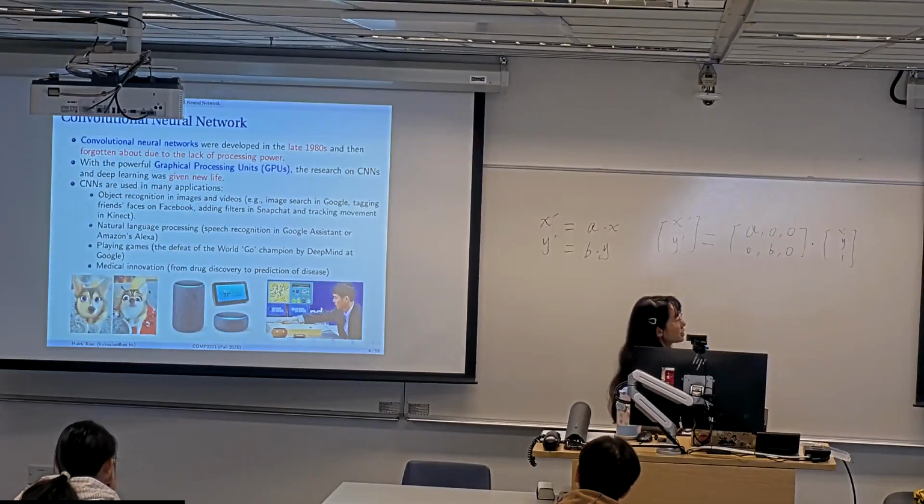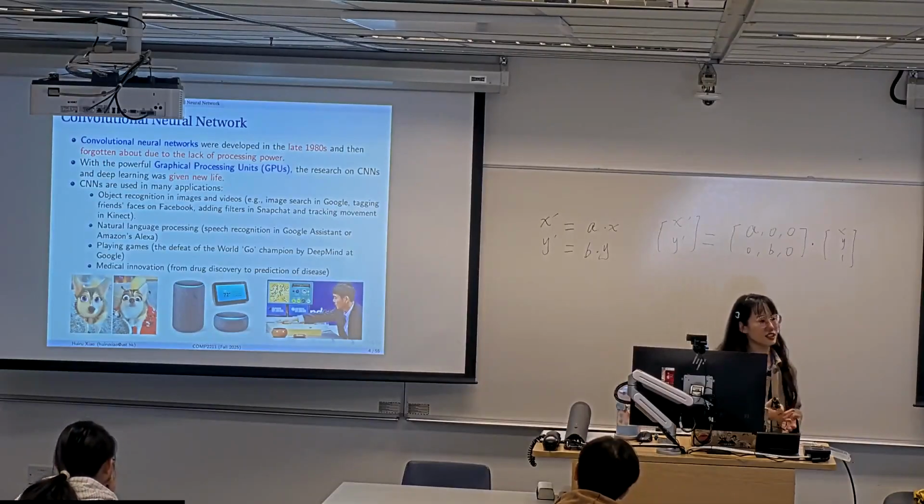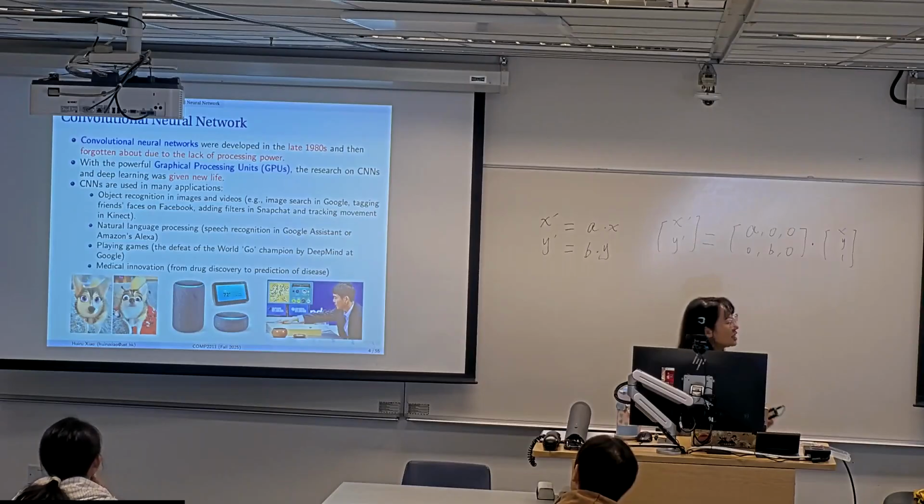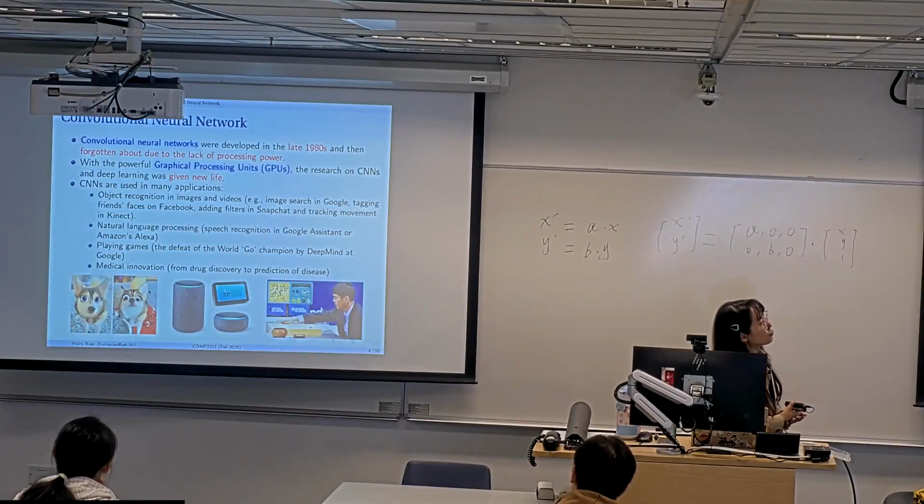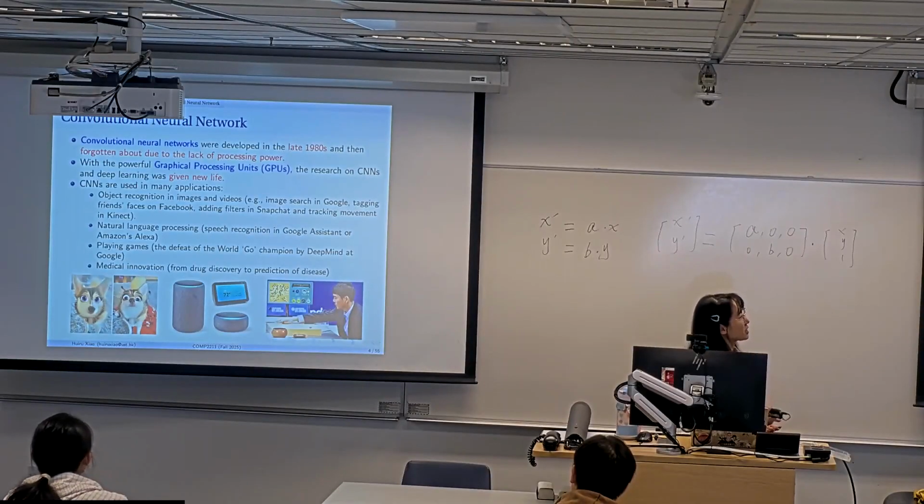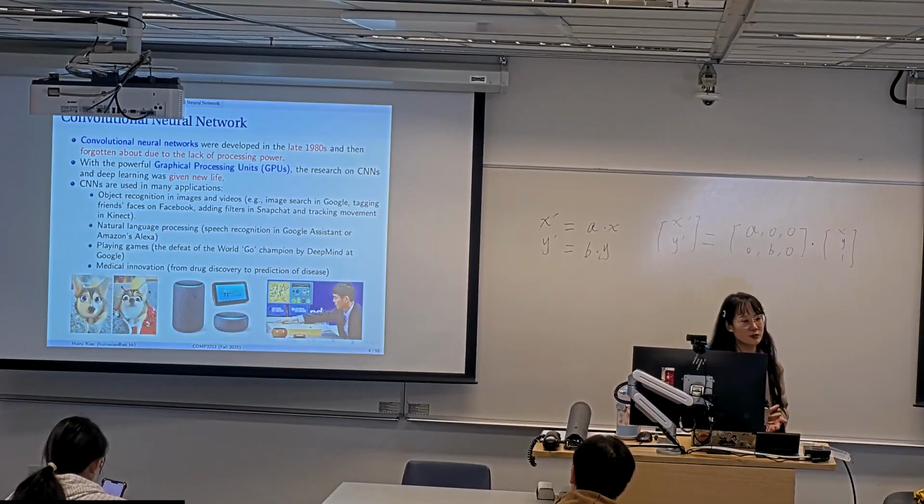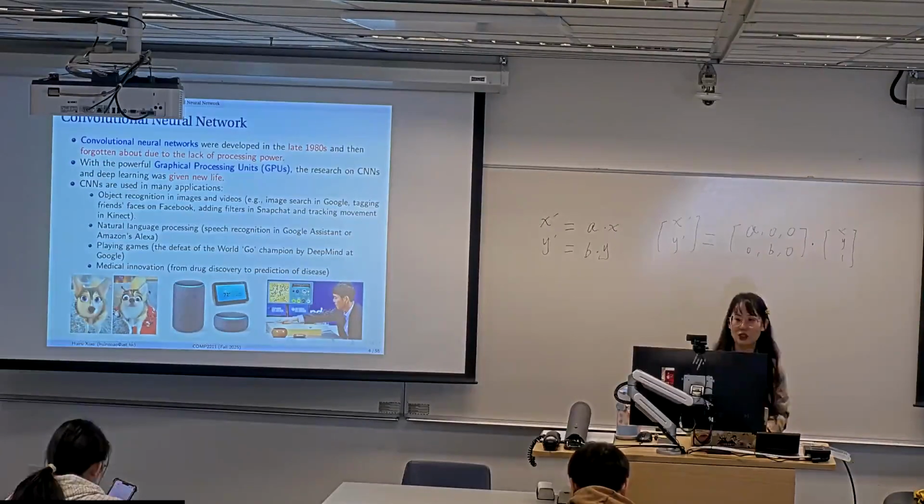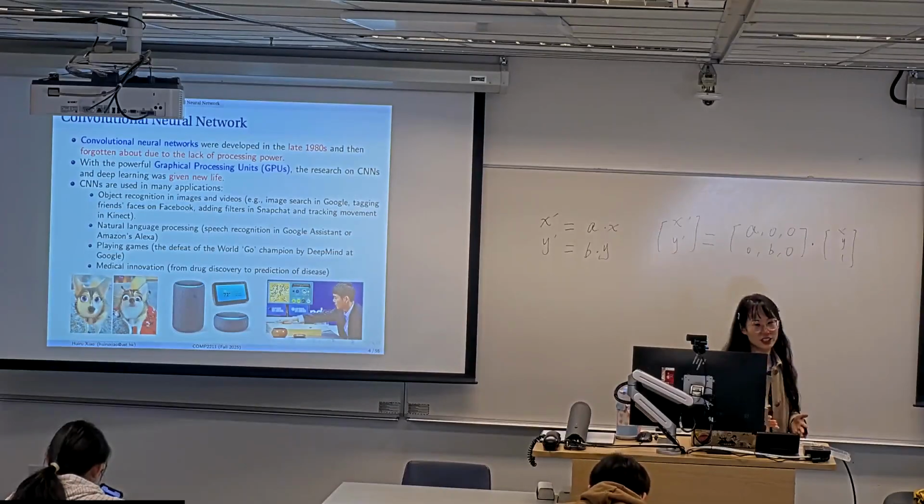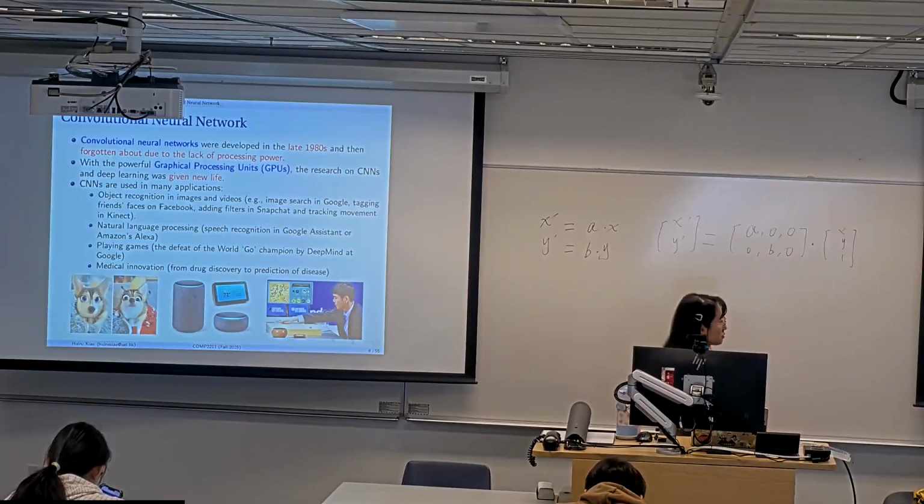So convolutional neural networks were actually developed already in the last century. That's far away from now. In the late 1980s, but somehow they were forgotten due to the lack of processing power. That means even though researchers developed CNN at that time, they didn't have the computation power to run such a big model. So they just put it there and forgot about such models.